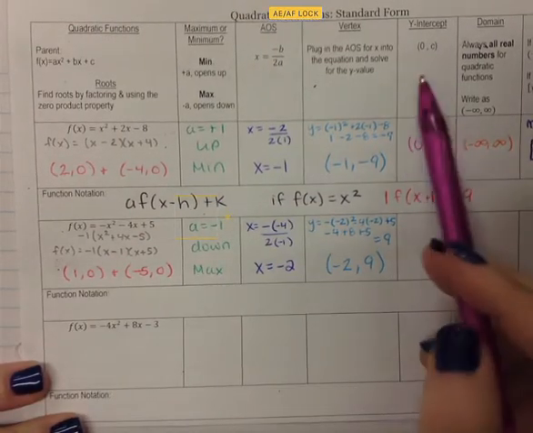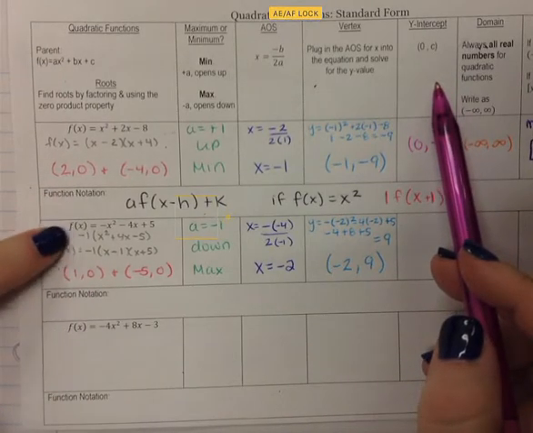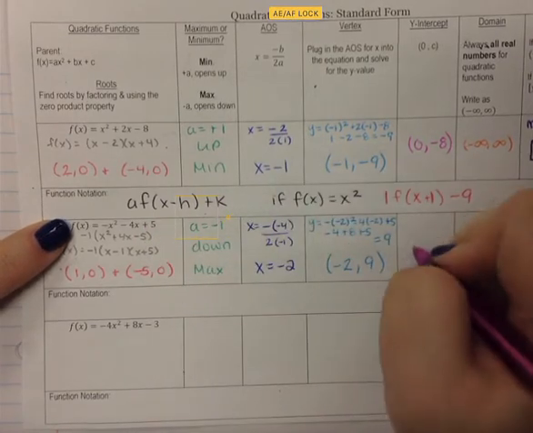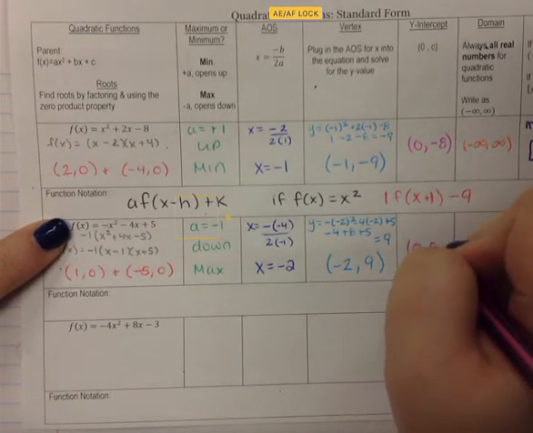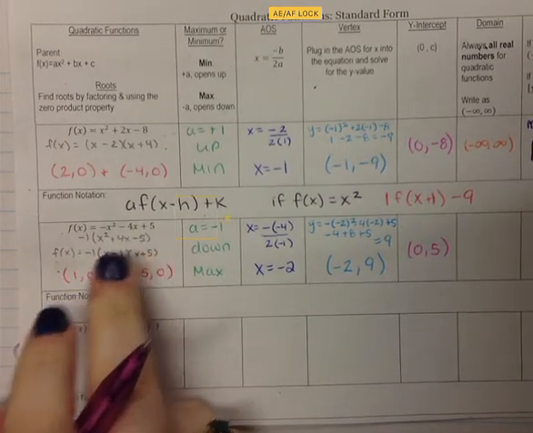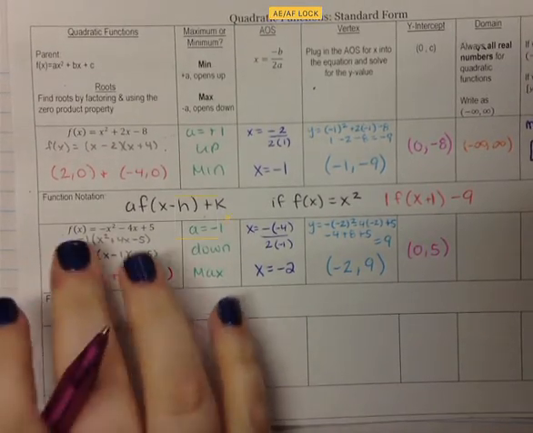The y-intercept, again, comes from the standard form. So again, go back to the original standard form. It's 0c, so it's 0, positive 5. 0, positive 5. This is why we always go back to the original. The only reason we do the factored form is to get the roots, and then from there we go right back to the original.